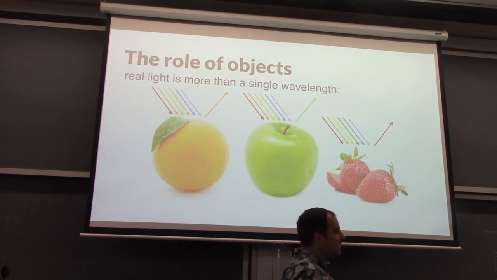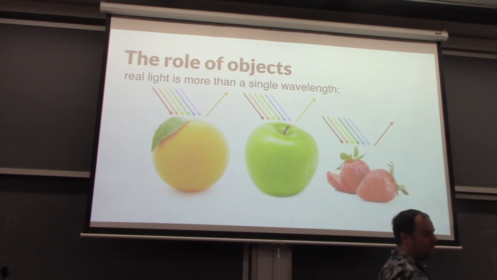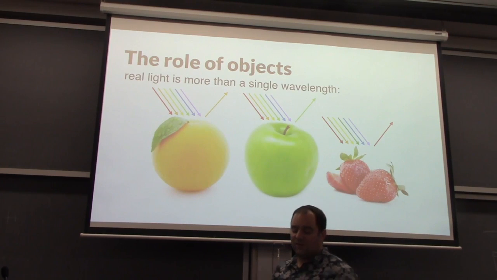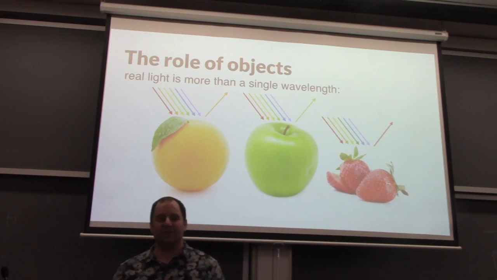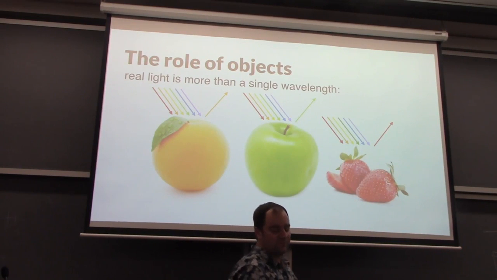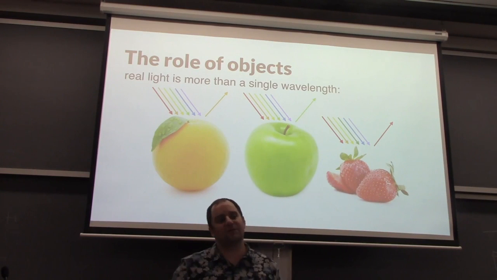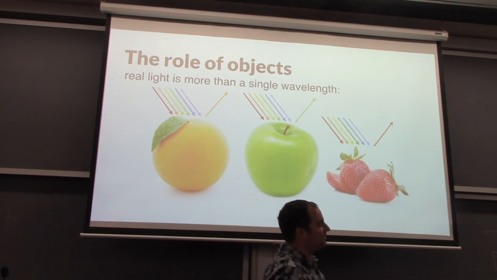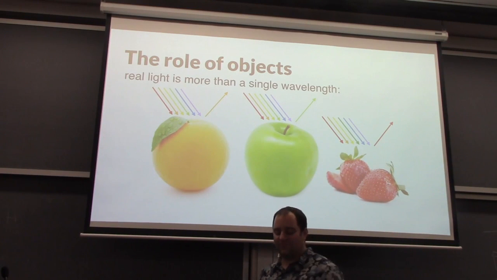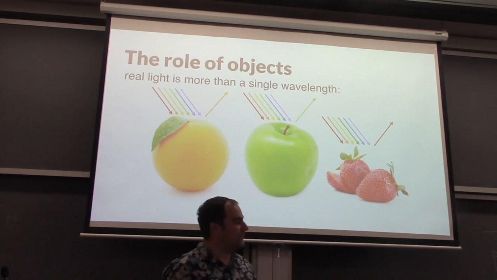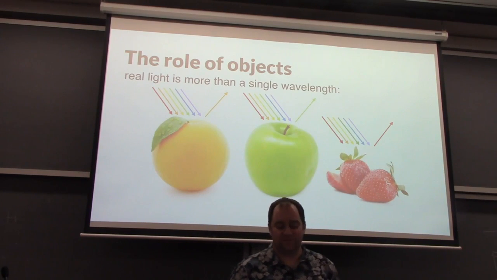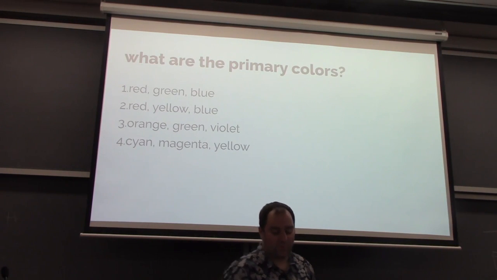So what is the role of objects in our color perception? Well, we perceive the color of objects because of their reflective properties. If we're outside, the sun emits a broad spectrum of wavelengths, which we perceive as white. But if light bounces off an object, the physical properties of this object determine which wavelengths are reflected. And that is what makes up color. This is the difference between how we perceive an orange, a green apple, and strawberries, because they have different reflective properties.